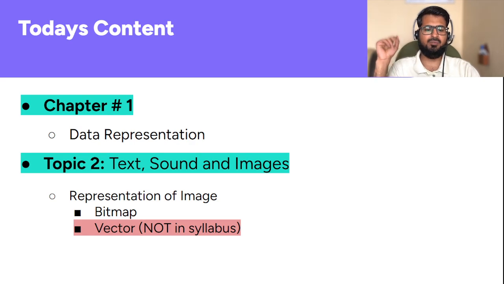Hey guys, we know computers only understand the language of zeros and ones, so the question is how they will understand images, right? So let's get started and see how we can train computers to understand our images.